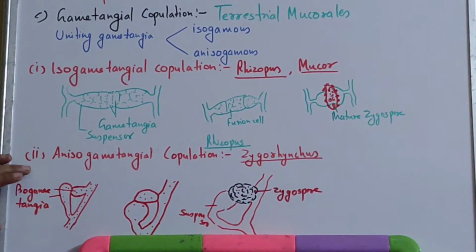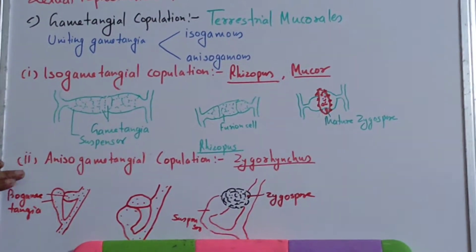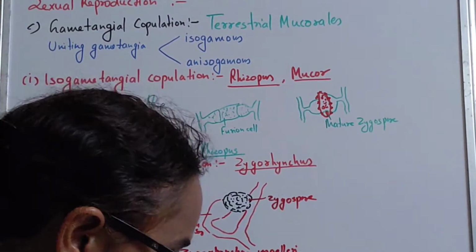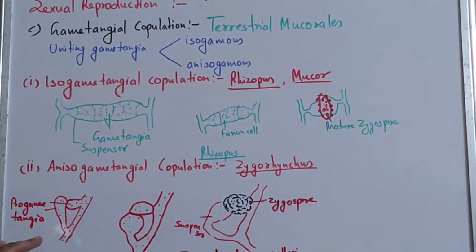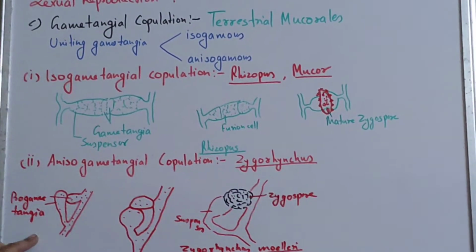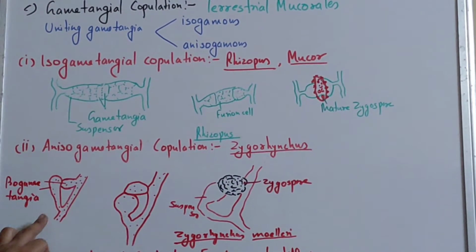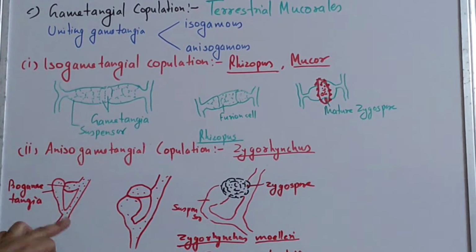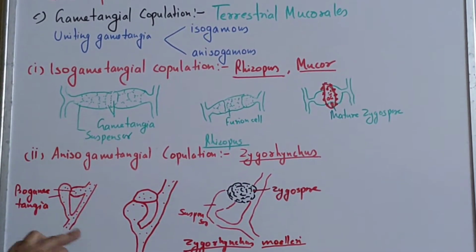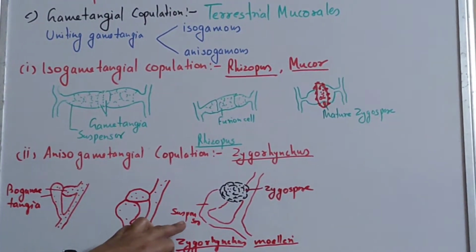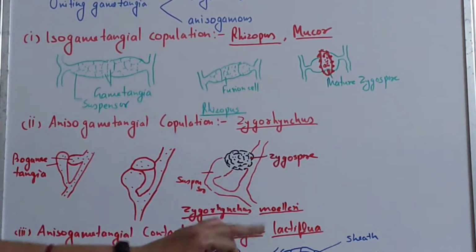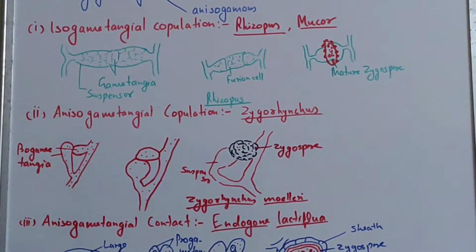Now another type of gametangial copulation is anisogametangial copulation, which occurs, for example, in Zygorhynchus. In anisogametangial copulation, what happens? There is anisogamy in the sense that the fusing gametangia are of unequal size. The male gametangium is smaller and the female gametangium is larger in size. Their size also differs in the suspensor. After fusion, they form the zygospore. The zygospore is a thick walled structure.